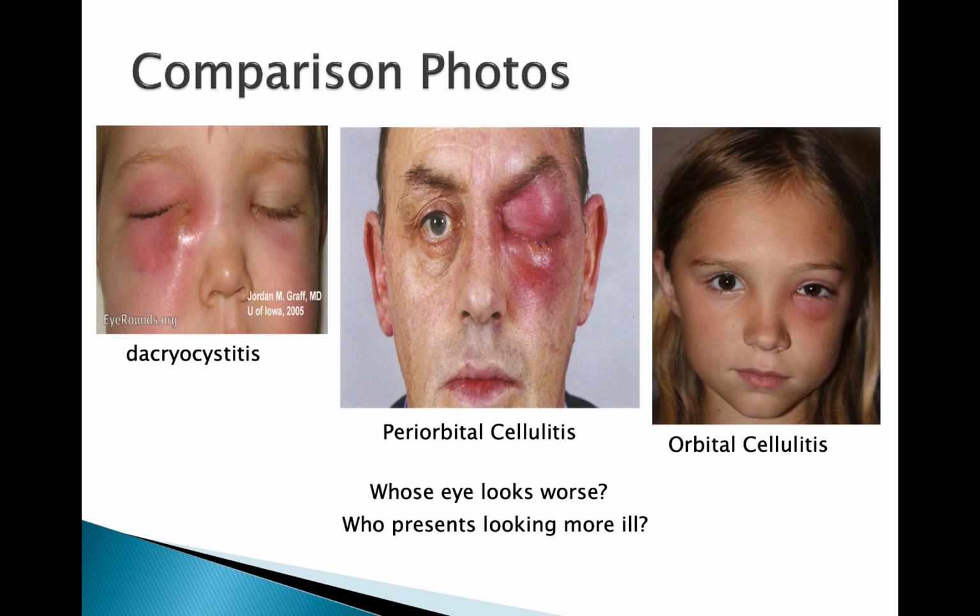People get confused with this all the time. They'll have somebody come in with a periorbital cellulitis or a dacryocystitis, and the presentation really scares them, and they will send them to ear, nose, and throat, or an ophthalmologist. I will tell you that you're better to err on the side of caution and not miss an orbital cellulitis. But I put this slide out there so you don't get confused between the three just by which one looks the worst.